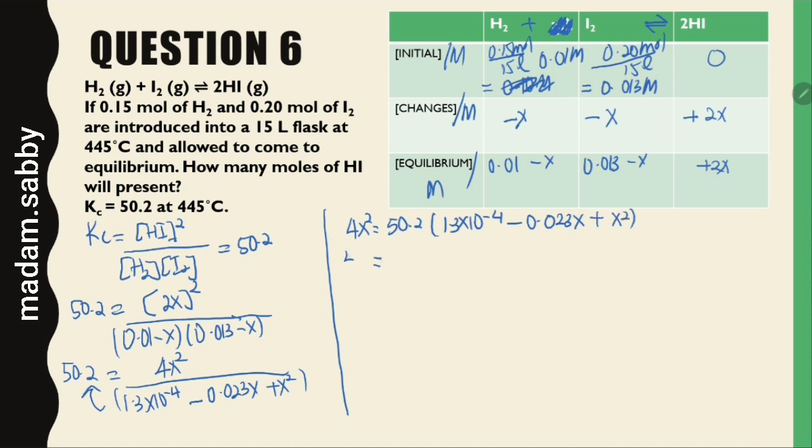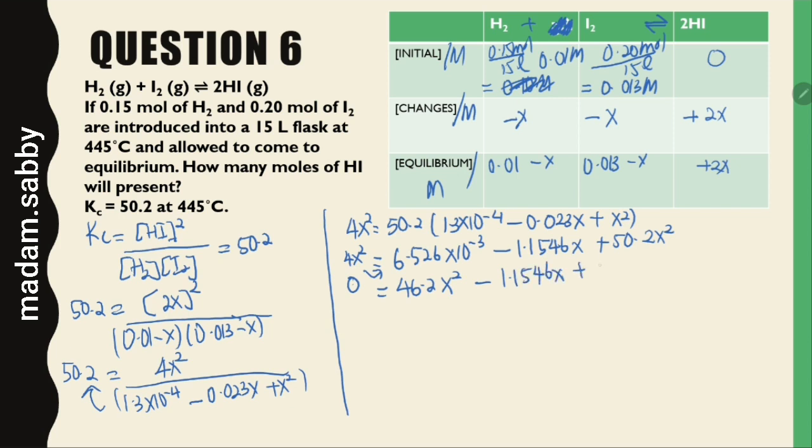Then expand by multiplying everything with 50.2. You will get 6.526 times 10 to the minus 3, minus 1.1546x plus 50.2x squared. If you want to solve this quadratic expression, you need to make one side equal to 0, so just move 4x squared to the right. 50.2x squared minus 4x squared gives 46.2x squared, minus 1.1546x, plus 6.526 times 10 to the minus 3.